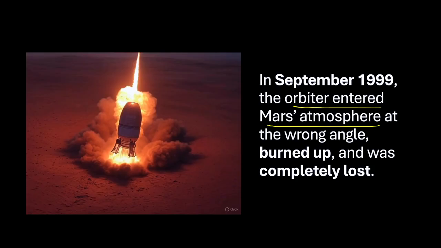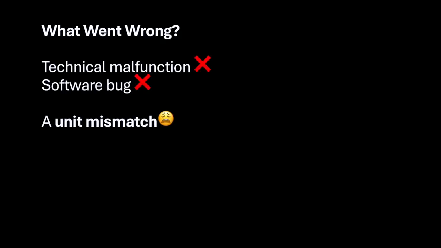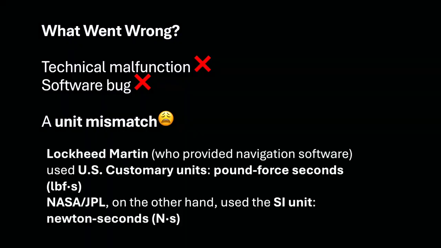What do you think went wrong? Well, it was not a technical failure or a software bug. It was a unit mismatch. What happened was, Lockheed Martin used one type of a measuring system, whereas NASA JPL used the SI unit system.